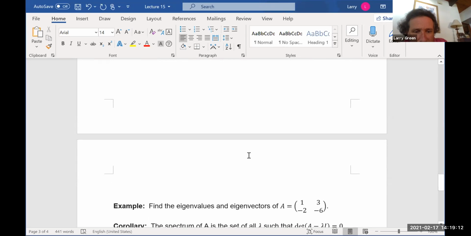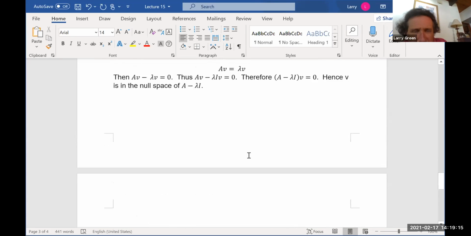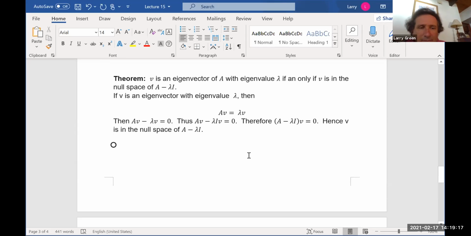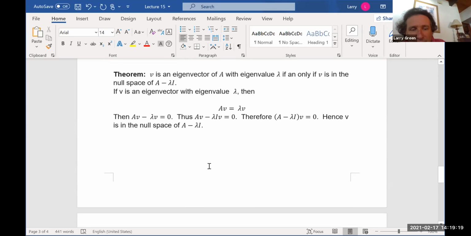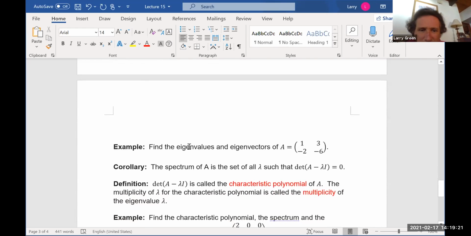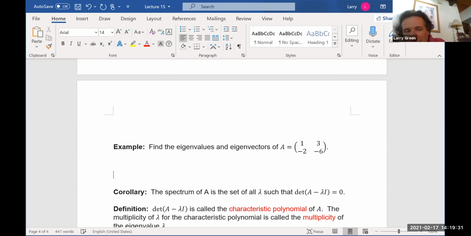So next comes an example. Let's do an example. Find the eigenvalues and eigenvectors of A equals 1, 3, -2, -6. Any questions on the question?